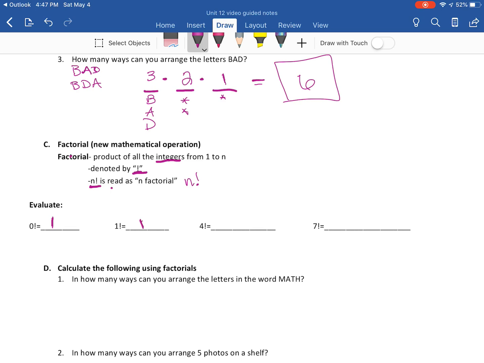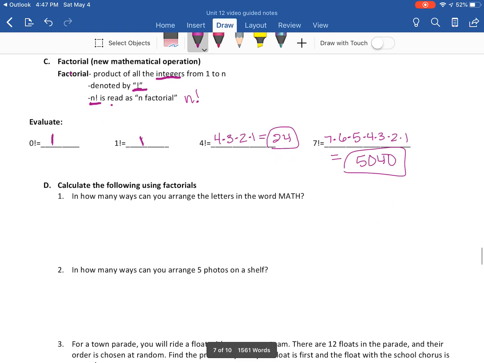4 factorial is telling us we're taking the numbers from 4 to 1 and multiplying them together. So 4 times 3 times 2 times 1. And if we multiply all of those together, we get 24. 7 factorial tells us we're taking the numbers from 7 to 1 and multiplying them together. 7 times 6 times 5 times 4 times 3 times 2 times 1. And if we multiply all of those together, we get 5,040. So factorial is just this new mathematical operation.